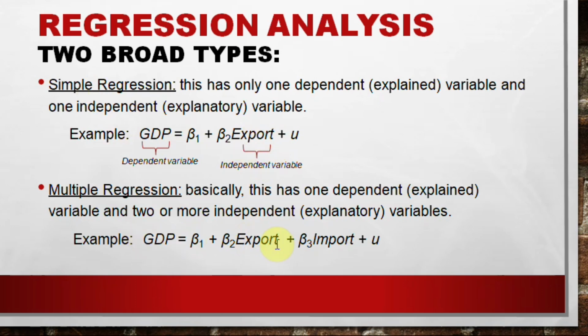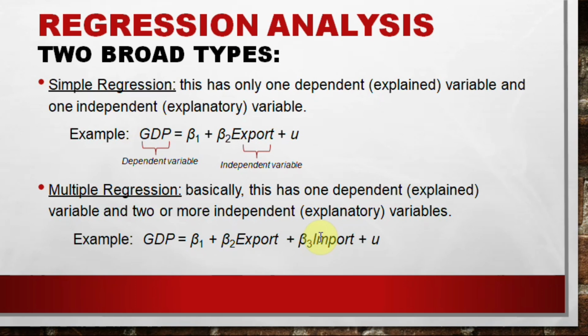Now in this other case, we decided to put export and import. What you import, the raw materials you import for your production and all of that, even what you consume, have a way of affecting your GDP, as well as what you export, like crude oil and other resources you export. They also have a way of affecting your GDP. So once it's more than one independent variable, it becomes multiple. It can be up to 3, 4, 5, 6. There are conditions for adding them, which is not of interest to us here.